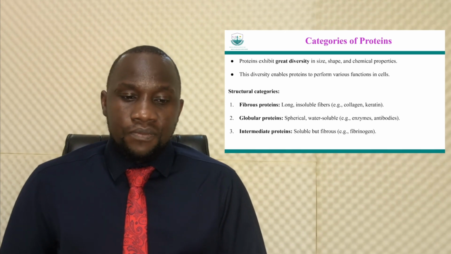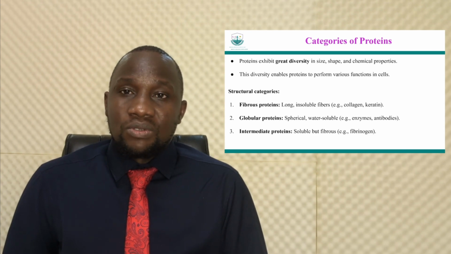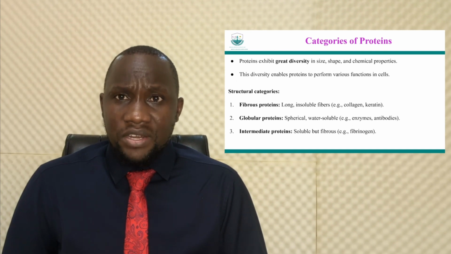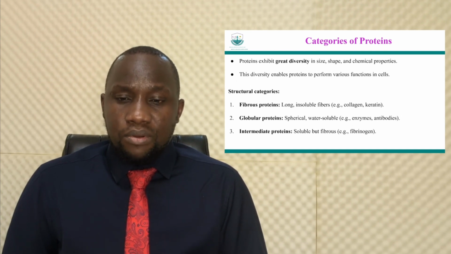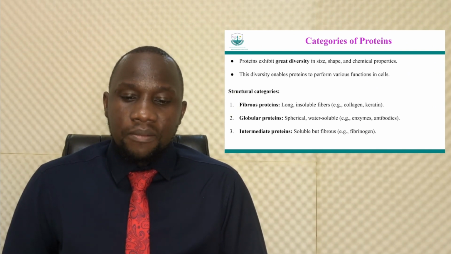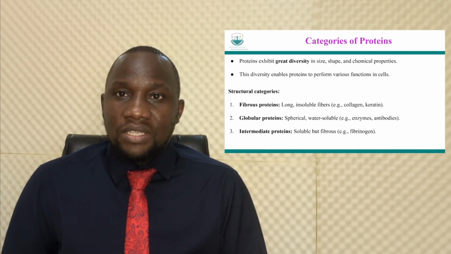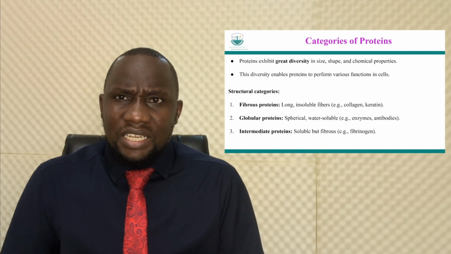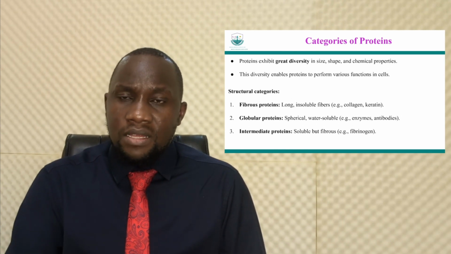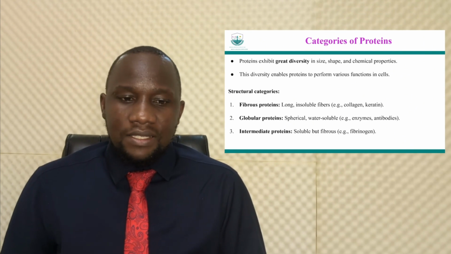These categorizations are related to the extent of stability, the extent of strength, and the extent to which they can be denatured. Okay, so fibrous proteins are long and insoluble. This is where you need a lot of strength, so this is where you have keratin, a very strong, stable protein, and then collagen. Globular proteins are spherical and water soluble, and this is what you need for enzymes and antibodies. And then we have those that are soluble but not fibrous, like fibrinogen. Remember, fibrinogen will turn into fibrin, which has different properties.